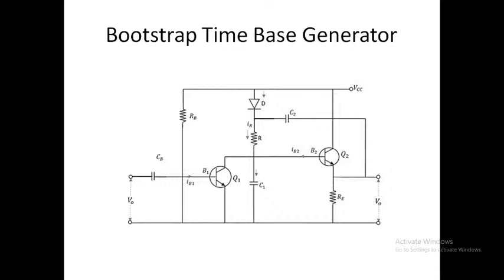Next is the bootstrap time-based generator. Here again you can see two transistors. There is the input at the first transistor Q1, and the output is collected across the emitter of the second transistor.